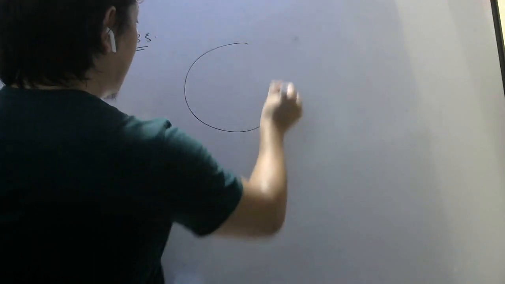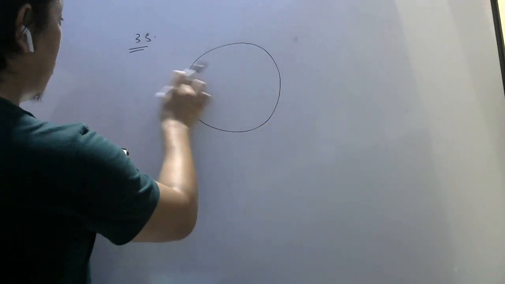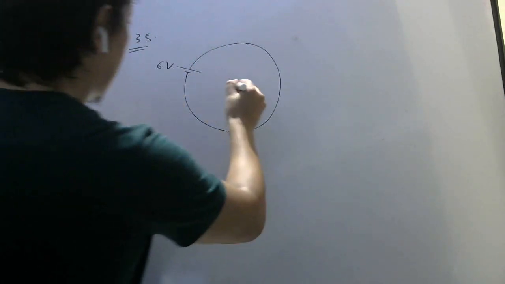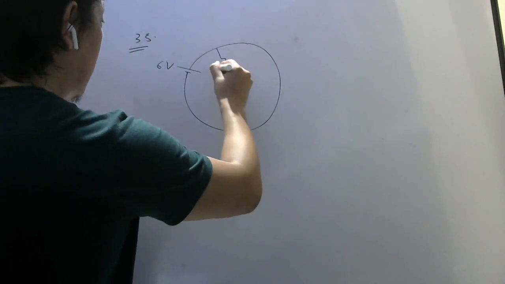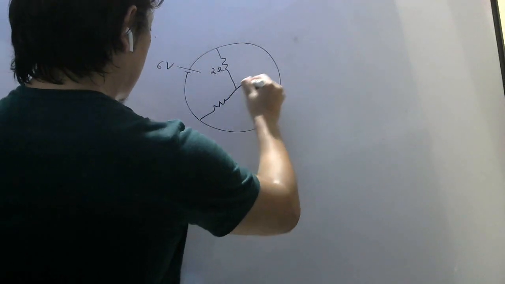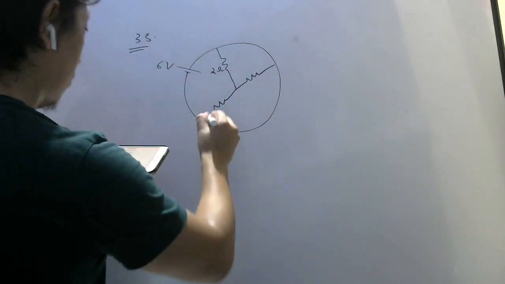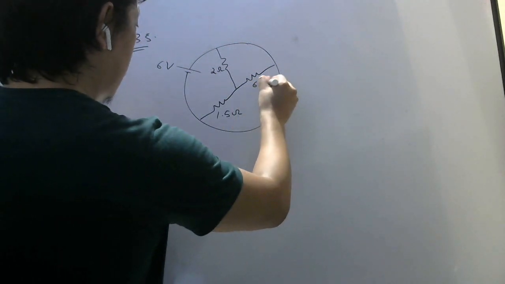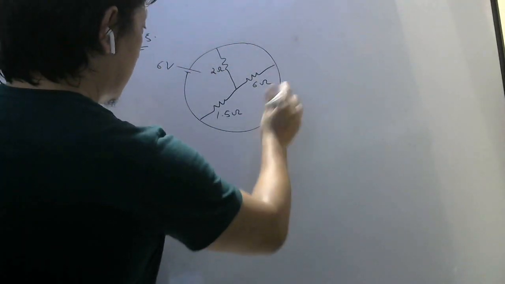The total current supplied by the battery they are asking. The diagram is very interesting. There is a circle like this. Here they put a battery, 6 volt. This is the center somewhere here. Here 2 ohm is coming, 2 ohm. Here 1.5 ohm. Here 6 ohm. And here there is 3 ohm.